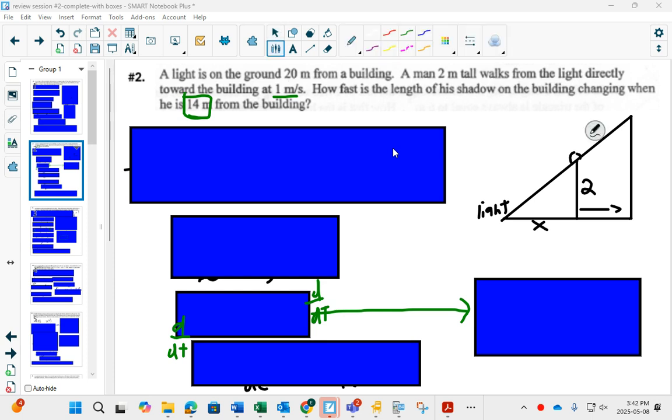And as that increases, the shadow on the wall, which I'm going to call y, is going to change as well. We also know that this is a fixed length of 20 meters from the light to the wall.